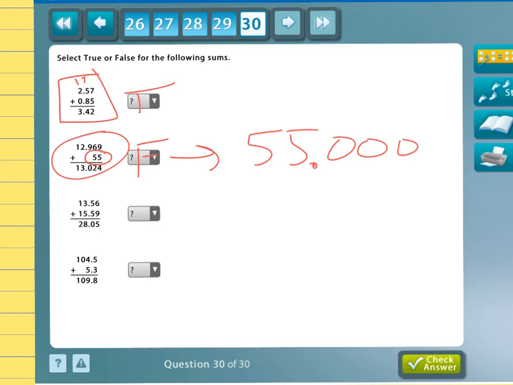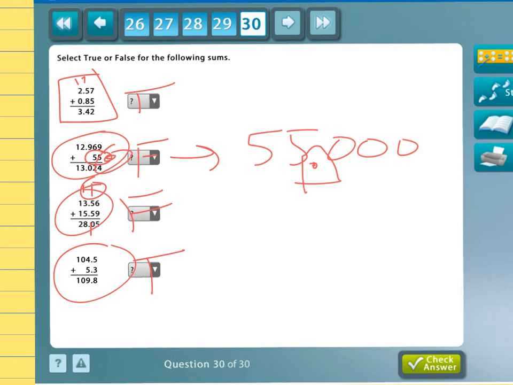Decimal points are lined up here. 6 and 9 is 5. They did not regroup properly. 6 and 9 hundredths is 15 hundredths. They forgot that hundredth there. So it should be 11 here. Regroup that. So they did not regroup properly. This one is also false. And 104 and 5/10 plus 5 and 3/10 is 109 and 8/10, so that one is true. So on this one, just make sure they're lining up the decimal points like they did in here and also regrouping properly.